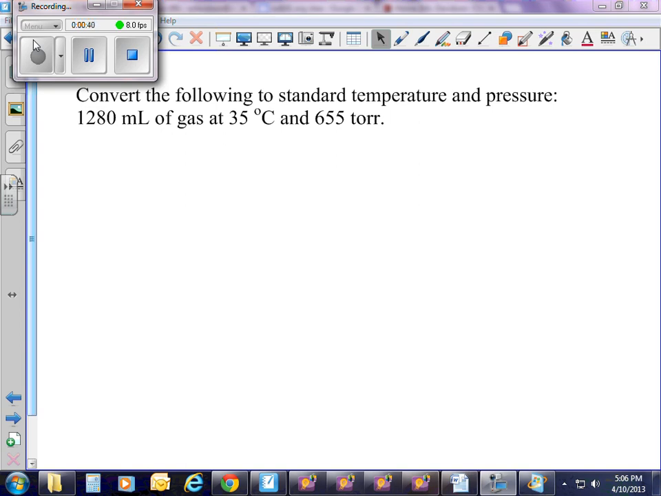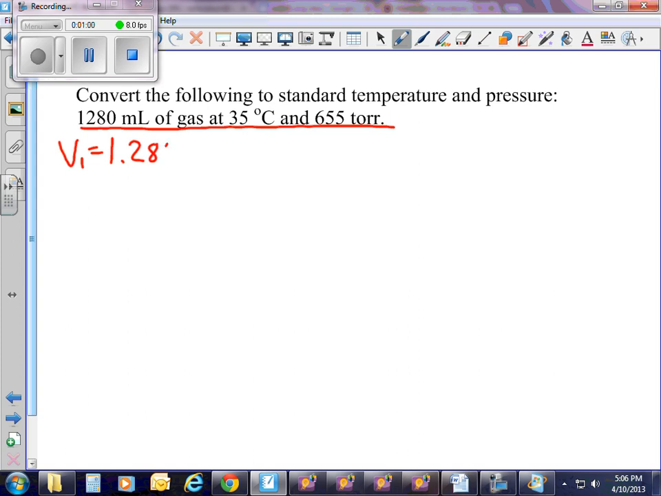So as I'm reading through this, convert the following to standard temperature. So these are all my ones. When I see 1,280 milliliters, I know that is volume. So volume is going to be 1.280 liters of gas.